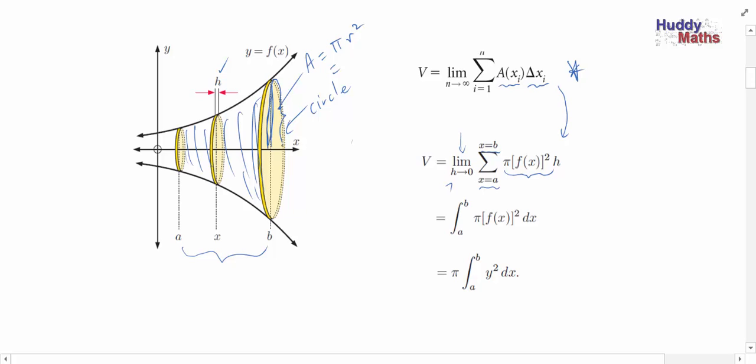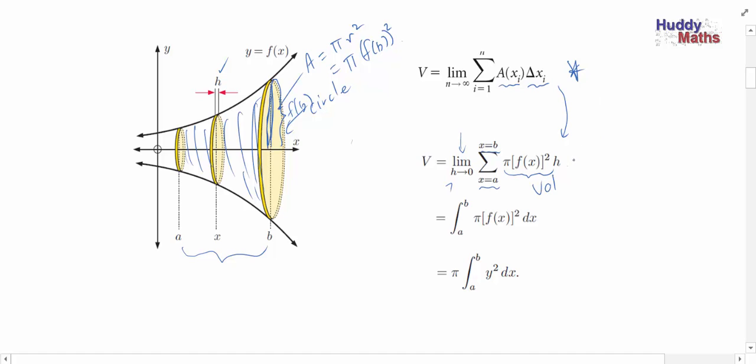R would be the height at point B, let's say, which would be pi f of b squared, because that height there is f of b, or f of x for any point across that shape there. So there it is. The area times the height of that disc, the width of that disc, or the thickness of it, is a volume expression.